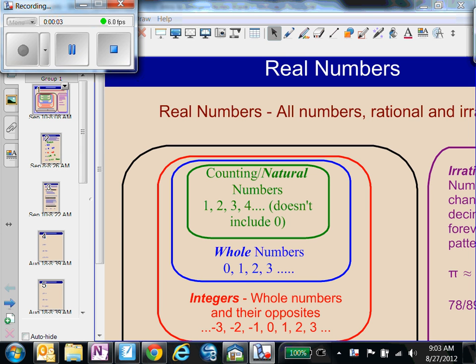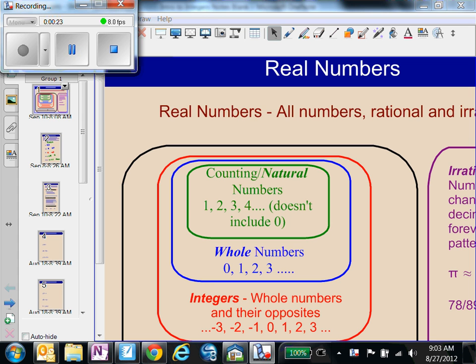So today we're learning about real numbers, and this is our introduction into integers. Integers are a part of real numbers, the real number system. So we're going to talk about all the parts of the real number system, starting with the kinds of numbers that you know about, counting and natural numbers.